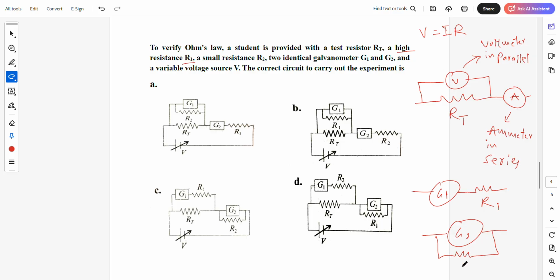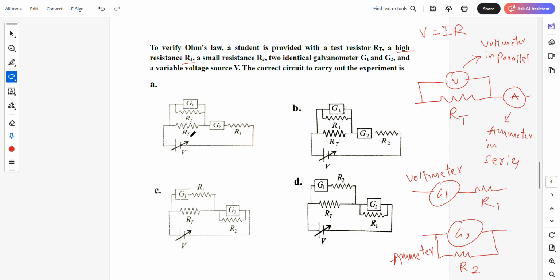This is R2, right? The high one is acting as a voltmeter. Because voltage gets divided here, to protect the galvanometer we are connecting one high resistor R1 in series with the galvanometer. And here the current gets divided, therefore you have to connect a resistor of small value in parallel with the galvanometer to protect it. This acts as an ammeter.